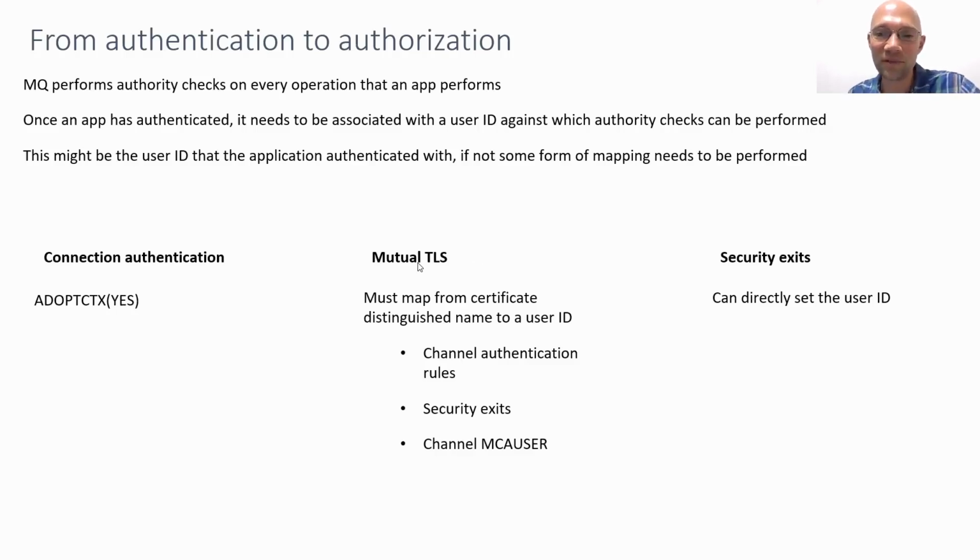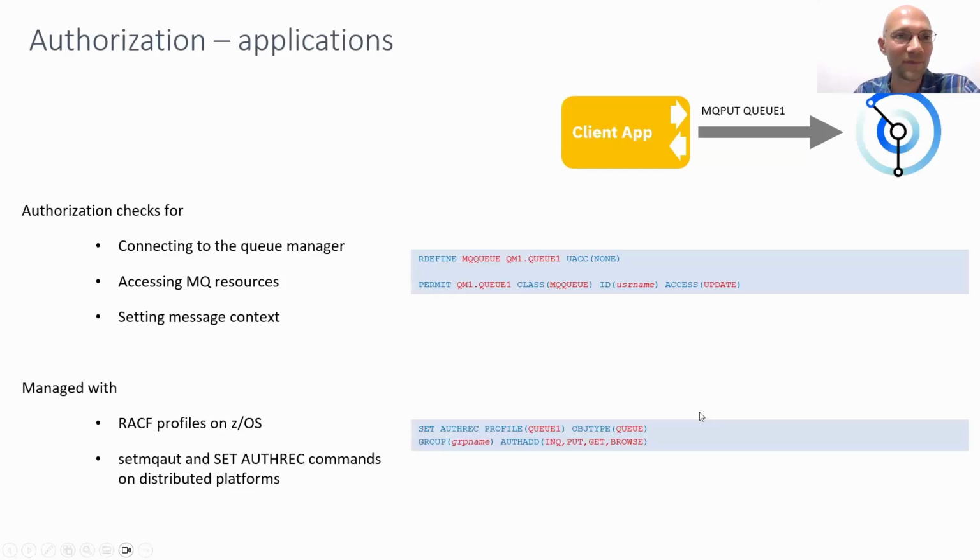And the final option that you have, if you're using security exits to authenticate connections, is that the security exit itself is able to set the user ID that is used by the channel for the lifetime of that connection for authority checks. Now, once you have a user ID assigned to the channel, now that it's running, it's fairly simple to grant authorities to that user ID to do whatever that application needs to do.